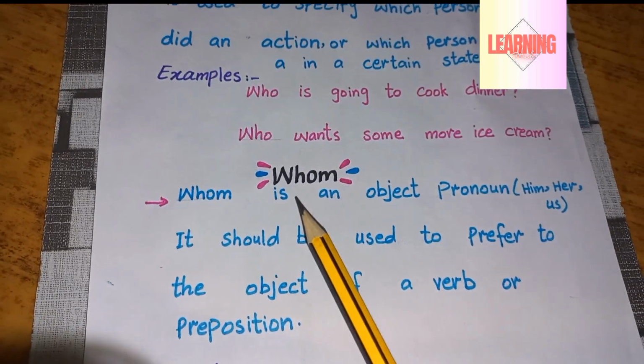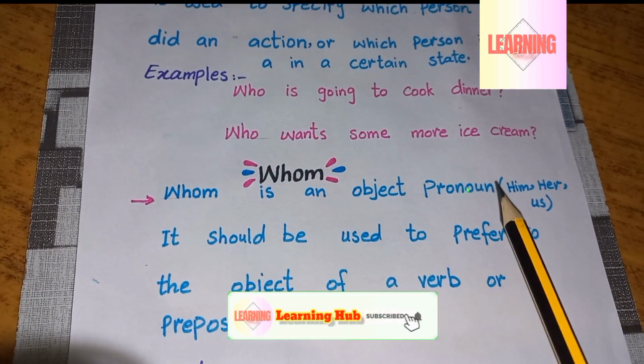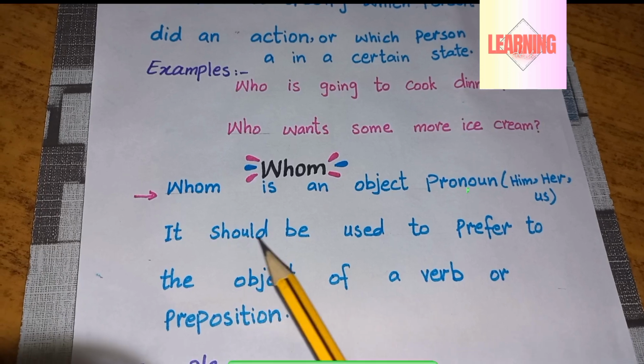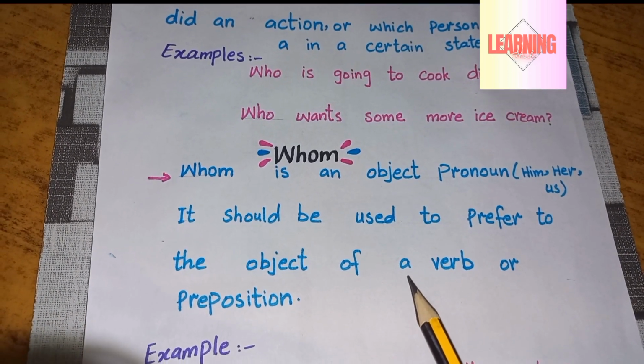Now we'll see the use of whom. Whom is an object pronoun. What is an object? Him, her, us. It should be used to refer to the object of a verb or preposition.